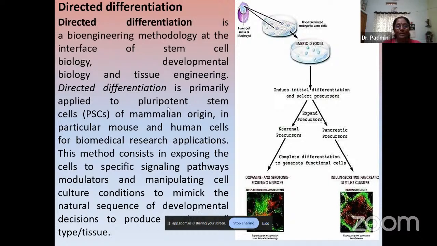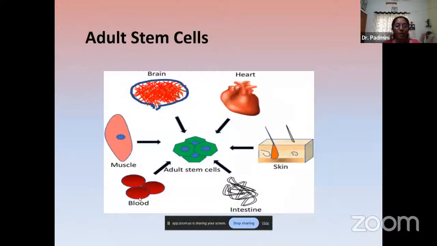So this is primarily applied to pluripotent stem cells of mammalian origin, in particular mouse and human cells, for biomedical research and applications. This method consists of exposing the cells to specific signaling pathways, wherein you mimic them to form whatever type of cells you want them to grow. So that was about embryonic stem cells.